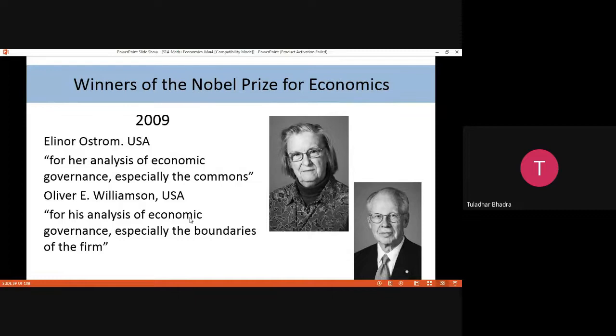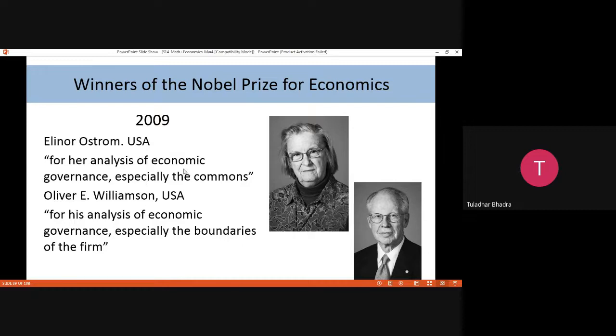the laureates had different interests or different titles over here. So here also, Ostrom has one title, analysis of economic governance, and the other, Williamson, has another, of course also analysis of economic governance, but a bit different from here.